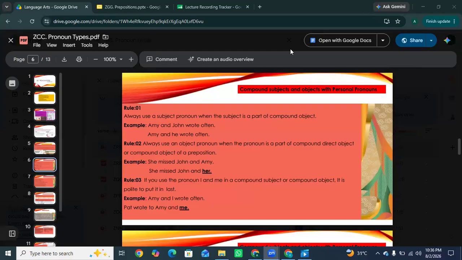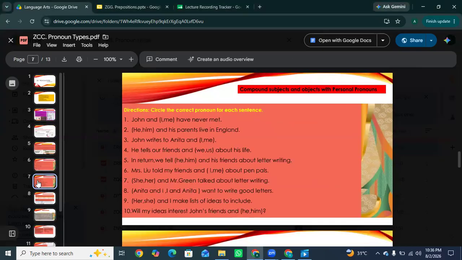Not "I and Emma" — you can say Emma and I. Okay? Pat wrote to Emma and me. Okay, compound subjects and objects with personal pronouns.